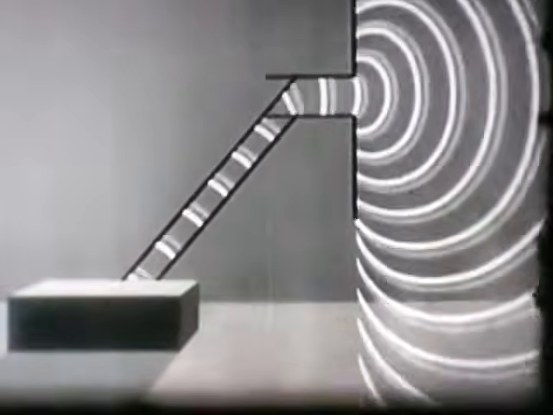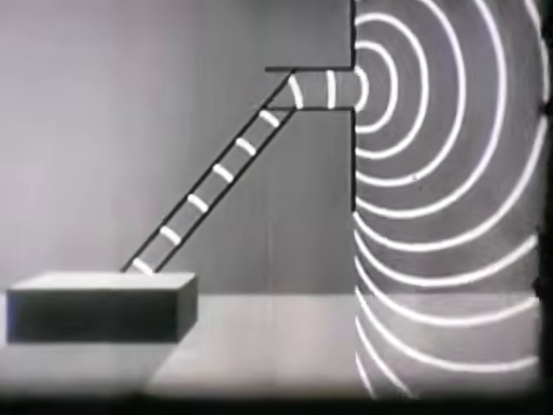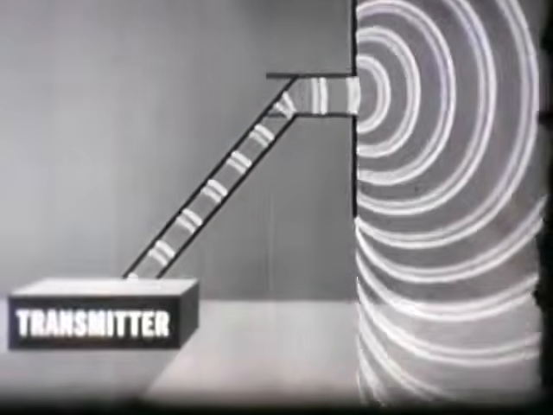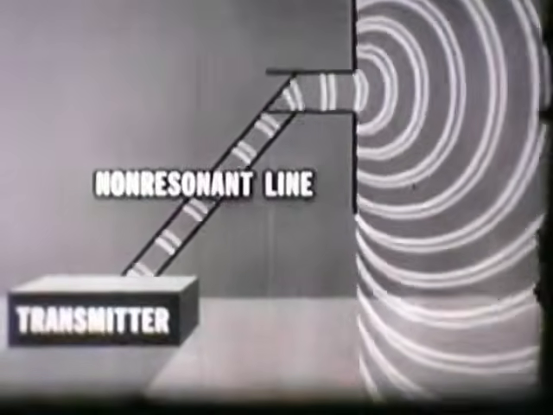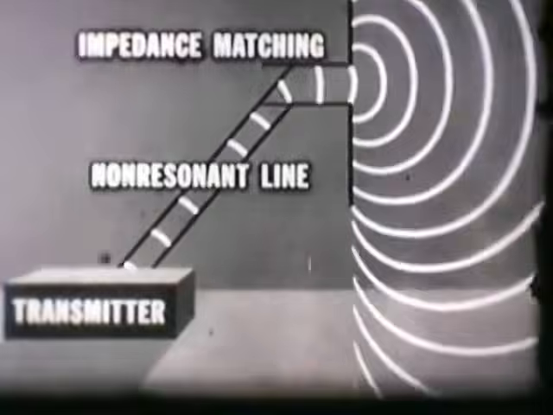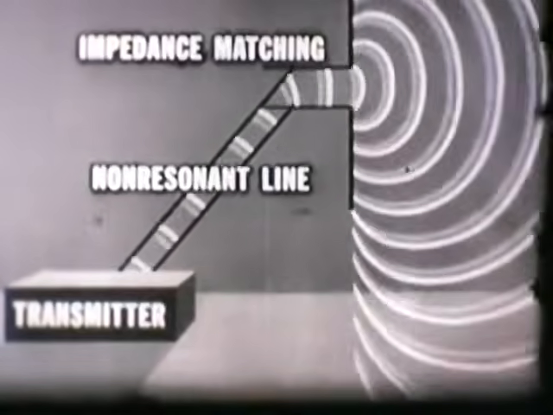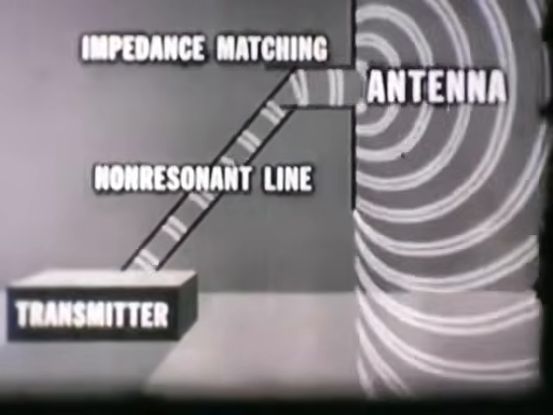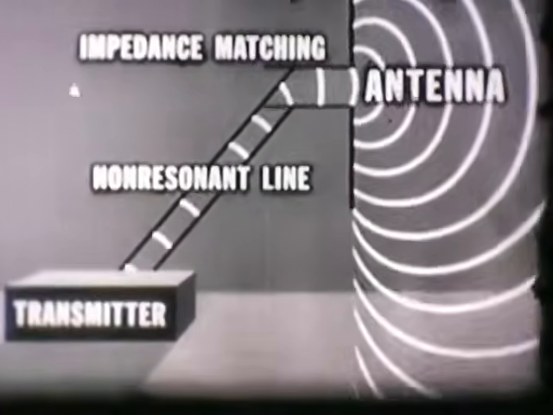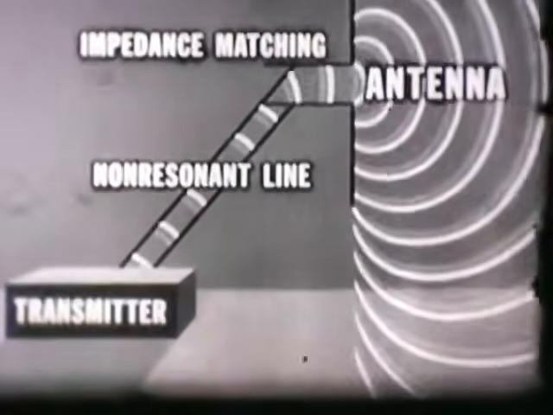Thus, we have demonstrated a basic requirement for a system that will convert electrical energy into radio waves. Such a system would use a transmitter, a non-resonant transmission line, an impedance matching device, and an antenna. These are the fundamentals of a radio antenna system.